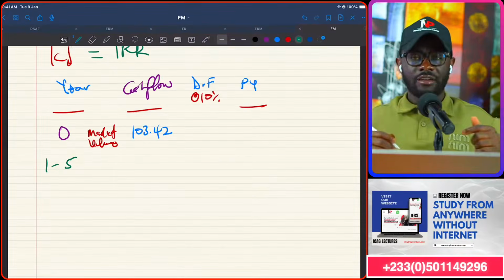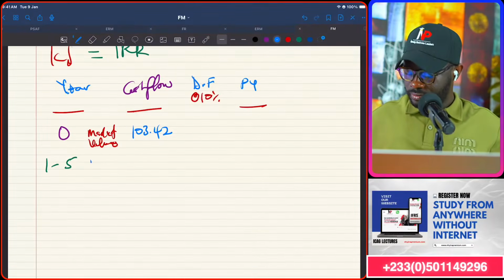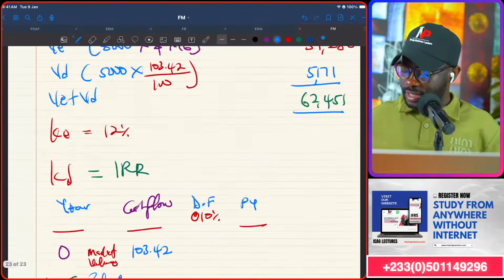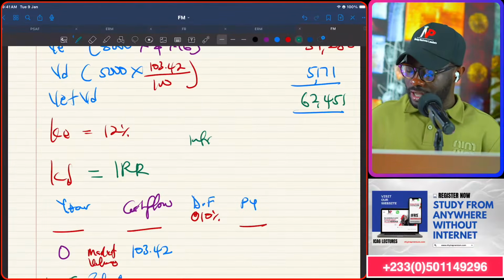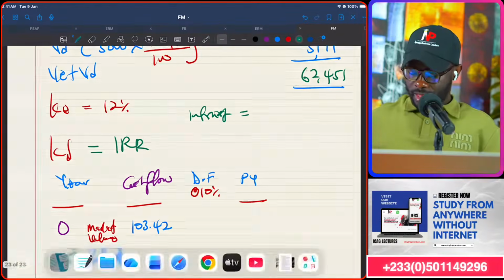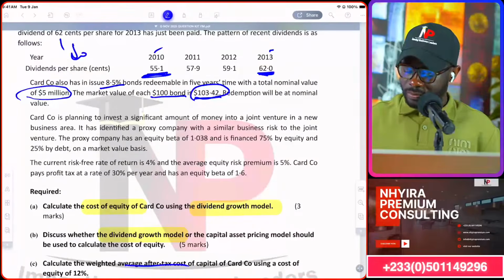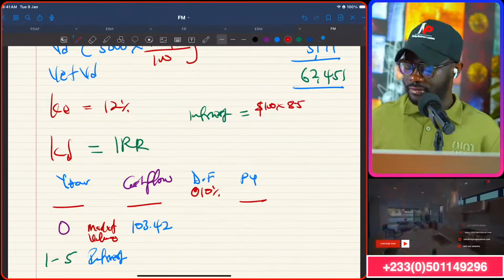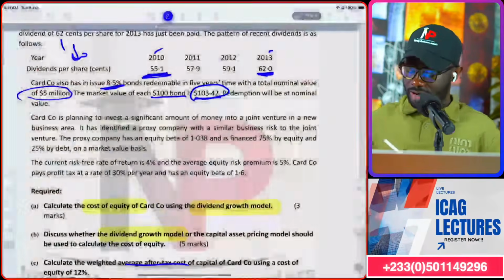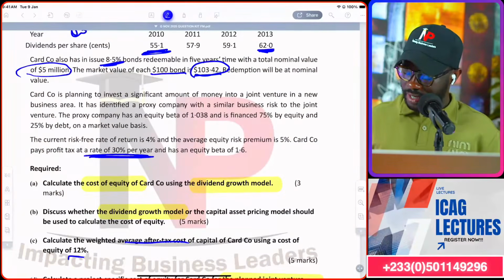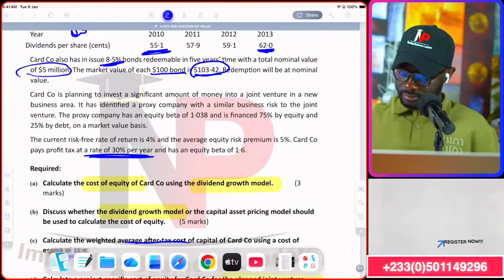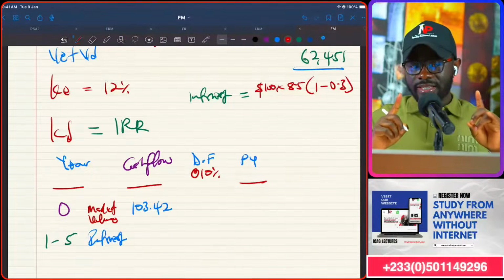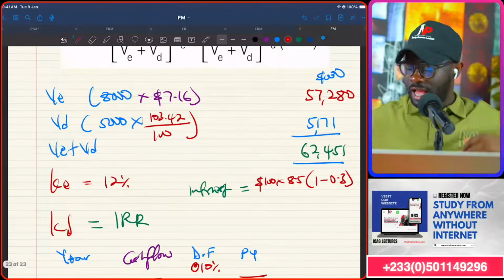Then from year 1 to year 5, we'll bring the interest after tax, preferably, because we want to work with the amount into the system here. So the interest after tax will be the coupon rate of the bond is 8.5. So the interest is going to be the $100 times 8.5 into bracket 1 minus the tax rate. In the question, we are told that the corporate tax rate is 30%. So 0.3.